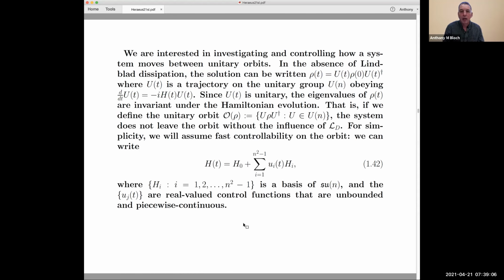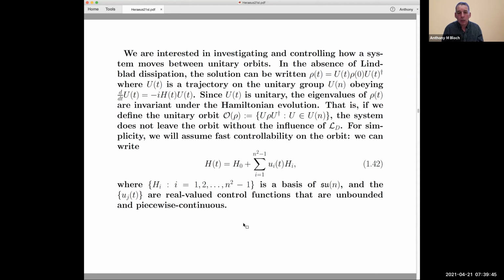So in the absence of Lindblad dissipation, the solution is just a unitary evolution, right? It's a quantum mechanical system. Rho is just equal to U(t) rho 0 U(t) dagger. And U(t) is a trajectory on the unitary group, satisfying U dot equals iH times U. And the eigenvalues of rho are invariant, right? That corresponds basically to moving on concentric spheres for the Bloch ball. So if you just look at the unitary orbit, U rho U dagger, we basically don't leave the orbit, right? Without the dissipation term, we're stuck on the orbit. And the idea is we want to add Lindblad terms so we can get out of that orbit.